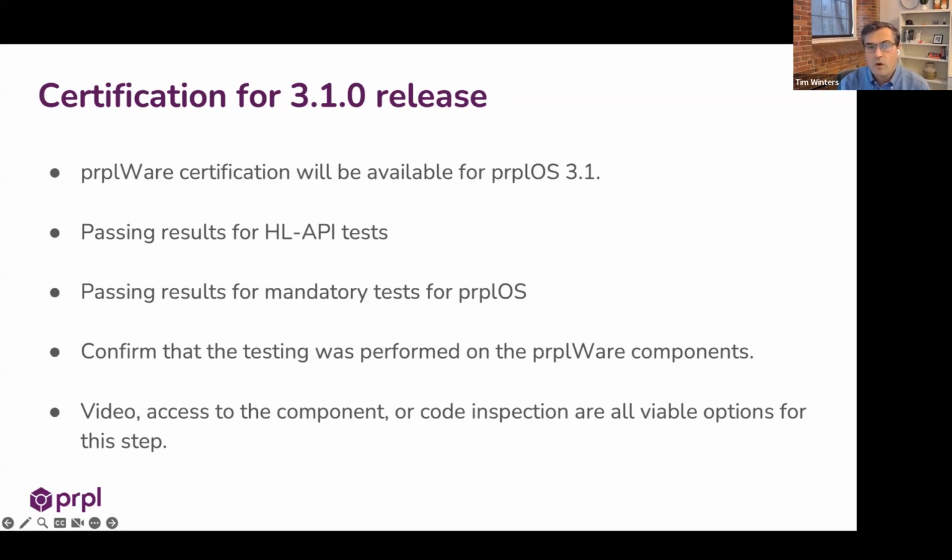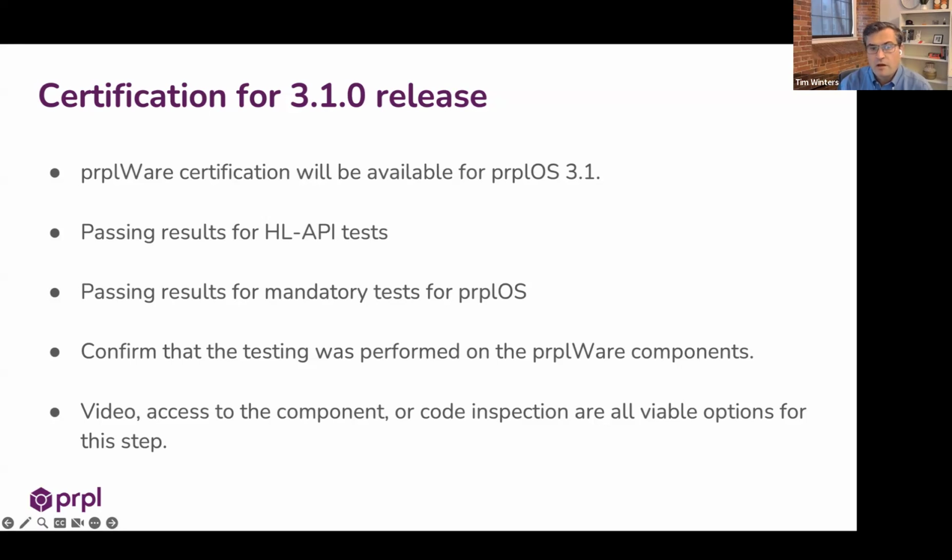So certification for 3.1, this is the thing everybody wants. This is all the questions we've been getting lately. So prplWare certification is what it's called; the marketing working group decided on prplWare certification. It will be available in prplOS 3.1. You need passing results from the high-level API test plan. You also need passing results for all the mandatory tests of prplOS. I just talked about this. We're going through the list right now and making sure we have test cases we know work and pass.